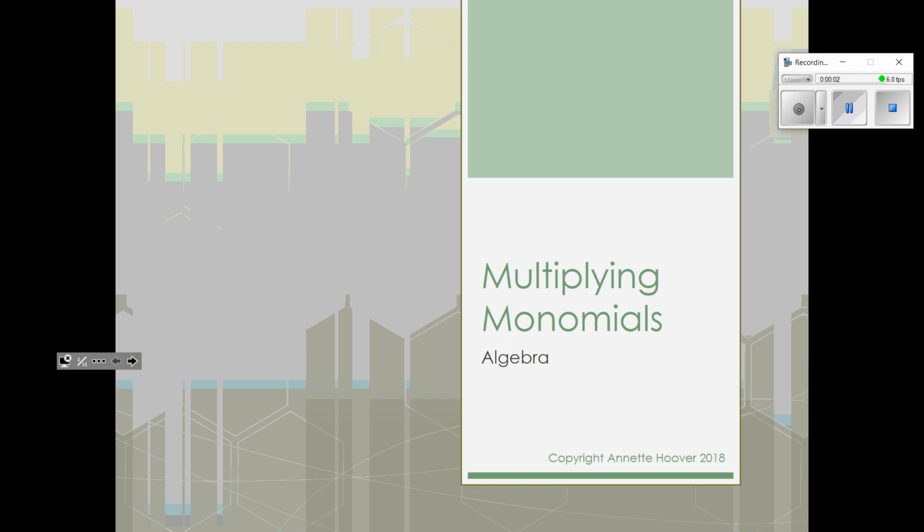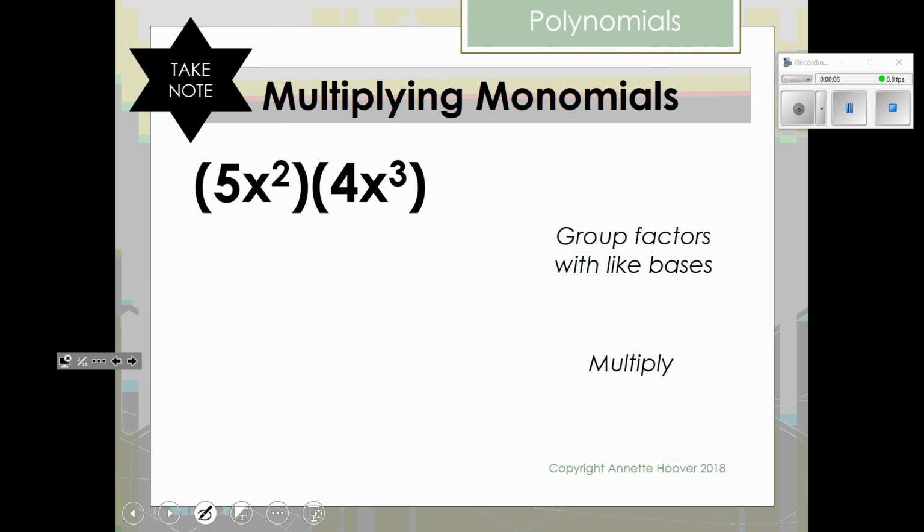Our lesson today is going to be on multiplying monomials. We're going to show the mental step and how we're going to use the commutative property. If you look up here, we have two monomials. We have 5x squared times 4x cubed.